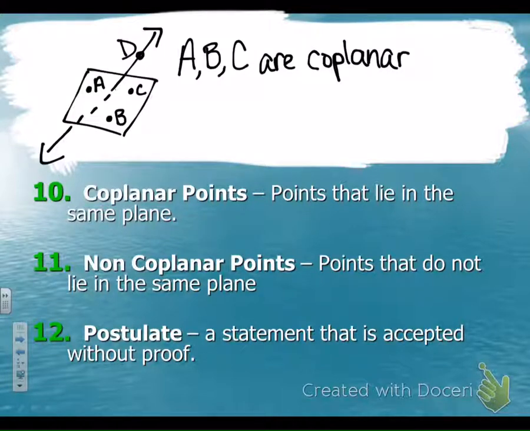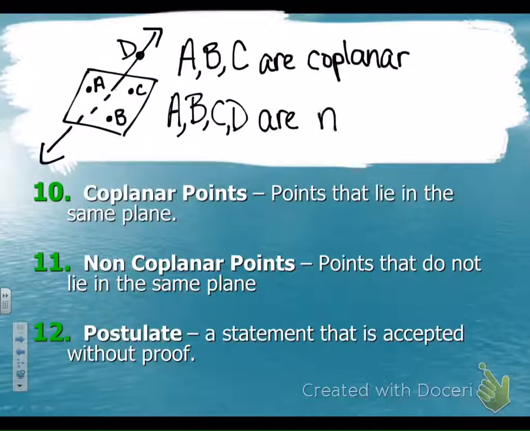But as soon as we introduce D into that set, it's non-coplanar. A, B, and C are all on the same plane, but D is not in that plane. So we would put A, B, C, D are non-coplanar. As soon as you introduce one that is outside the plane, they are now non-coplanar.